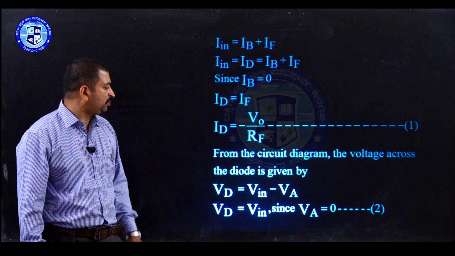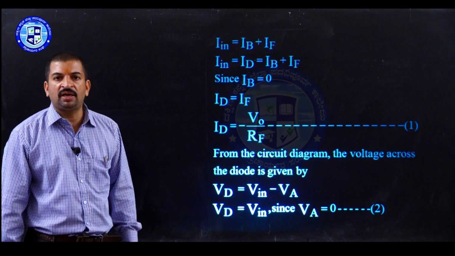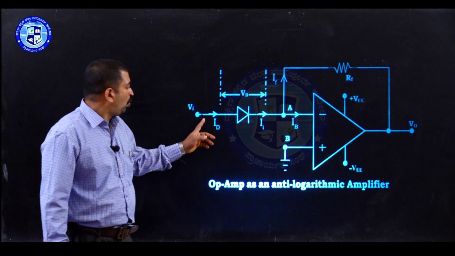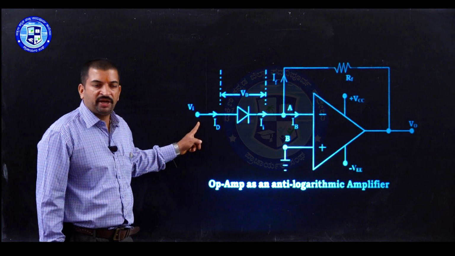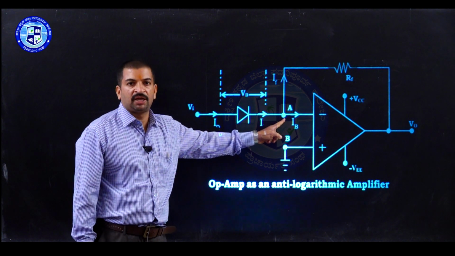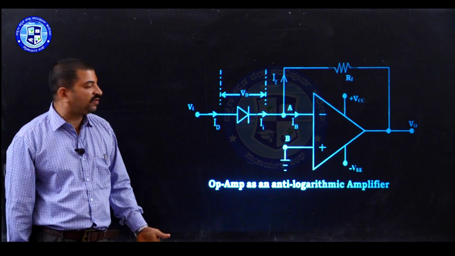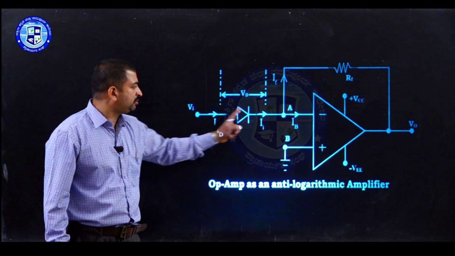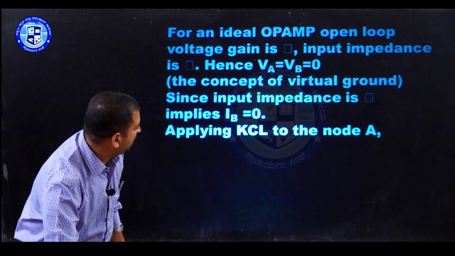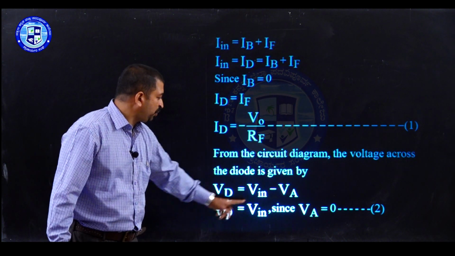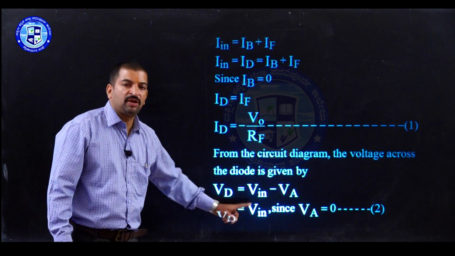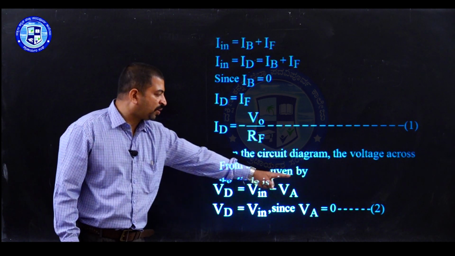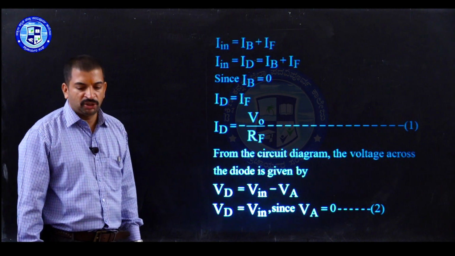From this circuit diagram, look at the voltage across the semiconductor diode. One end of the semiconductor diode is connected to the input voltage, and the other end is at virtual ground. So the voltage across the semiconductor diode is given by Vin minus Va. Since Va is equal to 0, we can write Vd equal to Vin. The voltage across the semiconductor diode is nothing but the input voltage. We will now consider this as equation number 2.